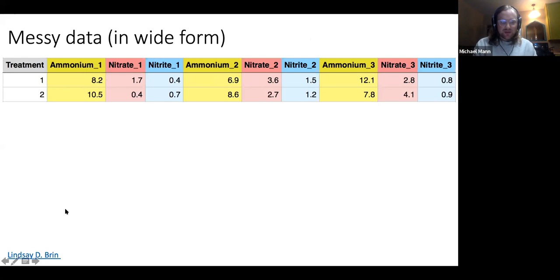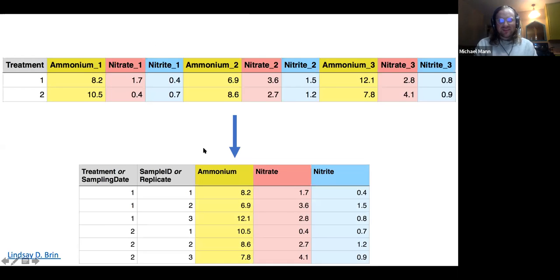And there's a really easy way, and just credit, this is from Lindsay D. Brin's example on pivoting data. I'm going to throw one water related example in since most of my stuff is very biological. Apologies. So we want to take this data set, and this is the form we want it to end up looking like. We want our treatment, say sampling date, and then another one, say a sample ID or replicate, all of these variables in one column each, then all of the ammonium grouped into one column, all the nitrate values, all the nitrite values.